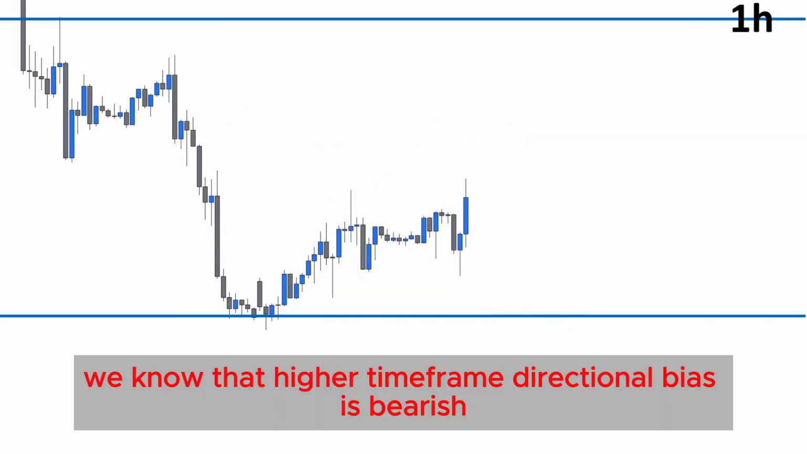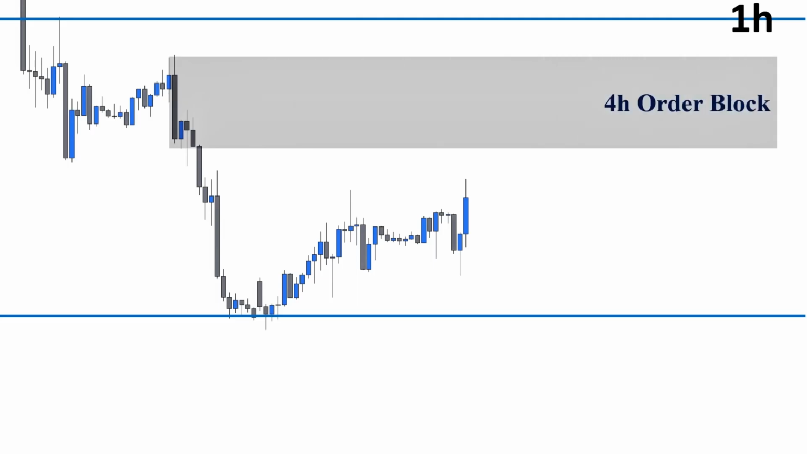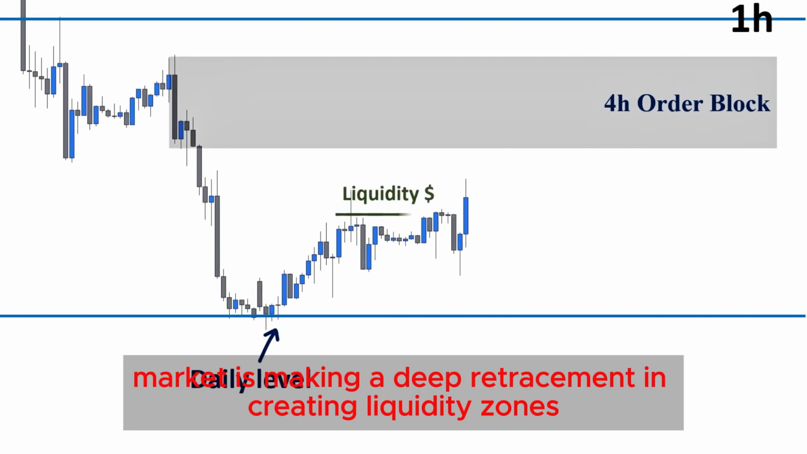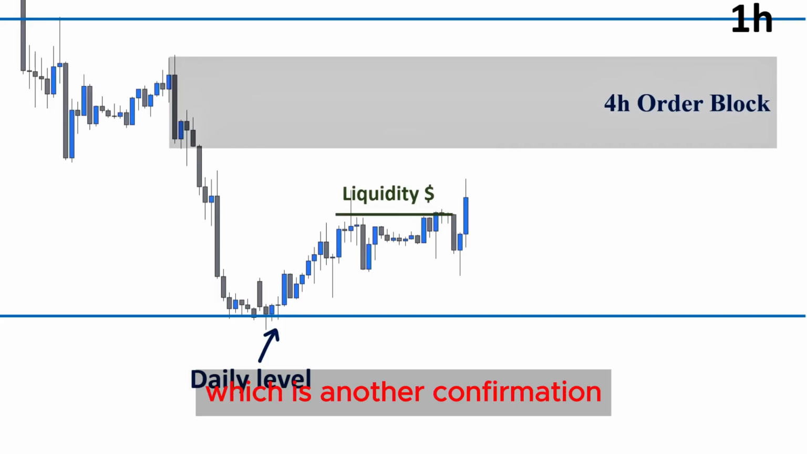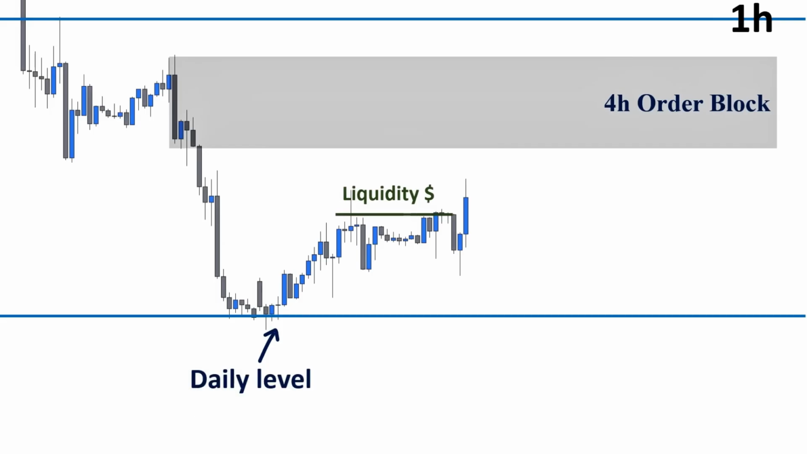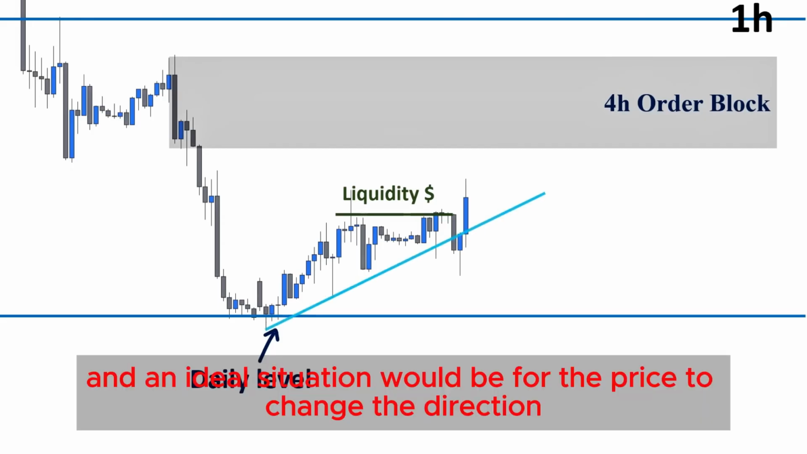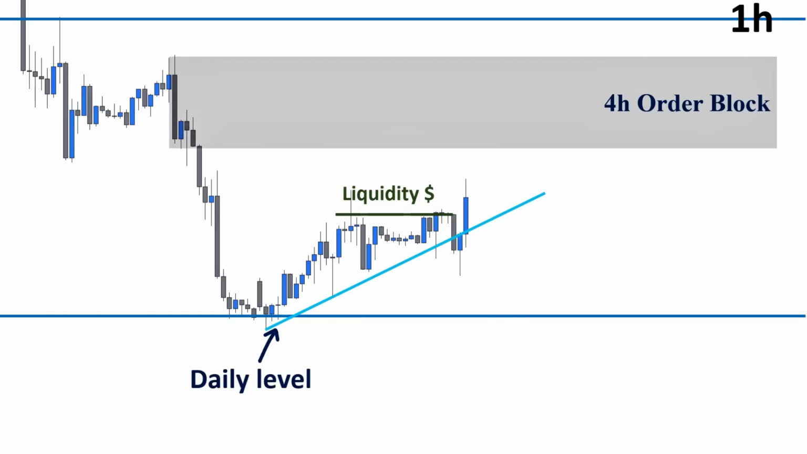We know that higher timeframe directional bias is bearish, and we expect the price to get rejected from the 4 hours timeframe order block. After mitigating this daily zone, market is making a deep retracement, creating liquidity zones before reaching the 4 hours order block, which is another confirmation. Right now, the price is in a short-term uptrend, and an ideal situation would be for the price to change the direction where 4 hours and 1 hour will be in the same bearish direction.